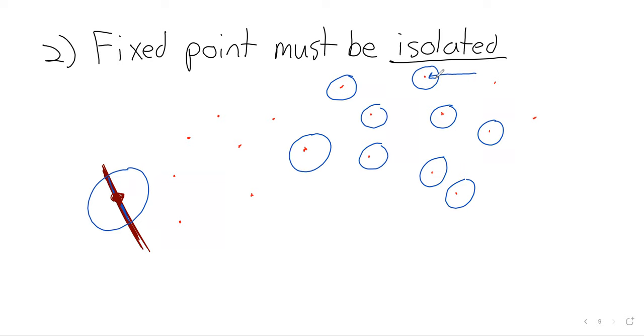Similarly with the eigenvalue thing, you're taking the Jacobian at fixed points. So we might be able to study one fixed point using the Jacobian, but not be able to study a different fixed point using the Jacobian.